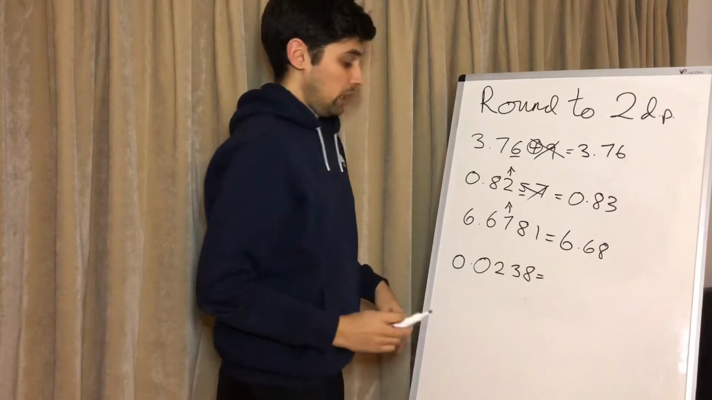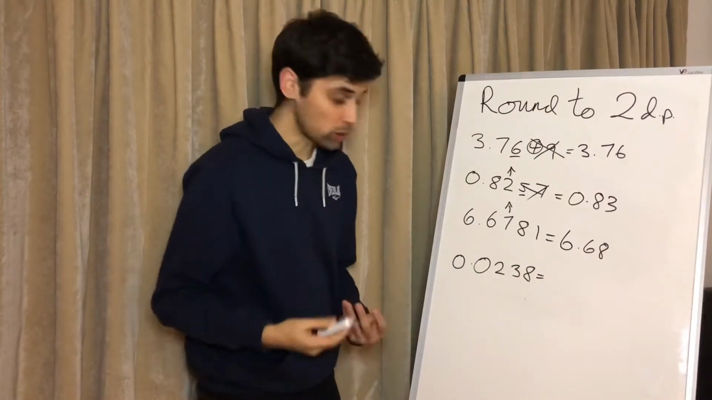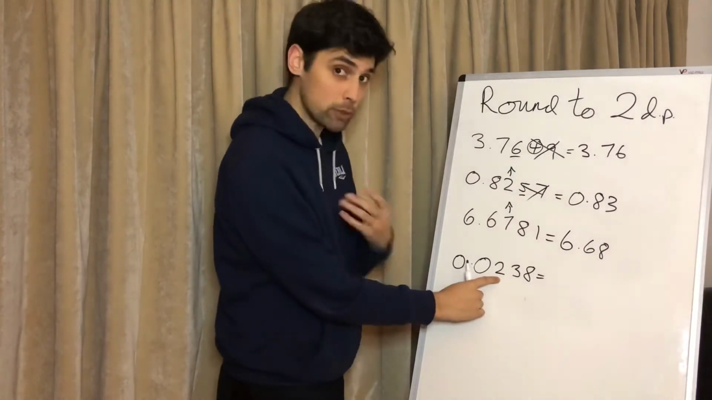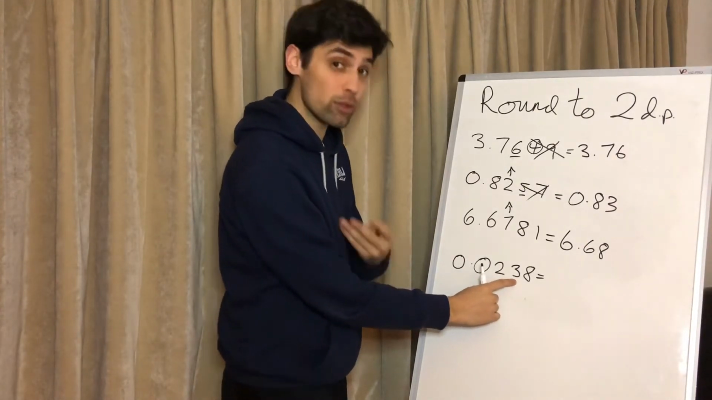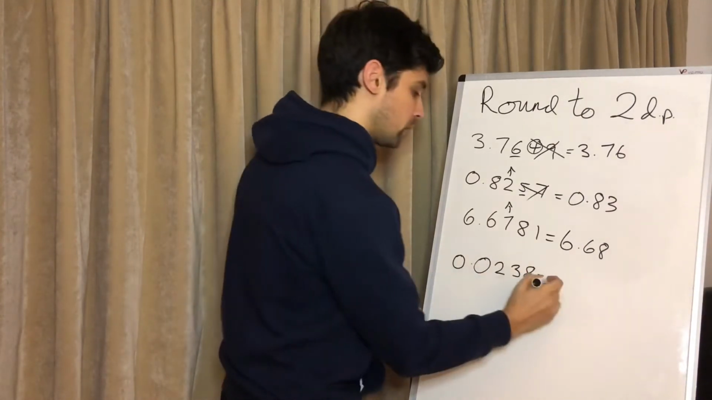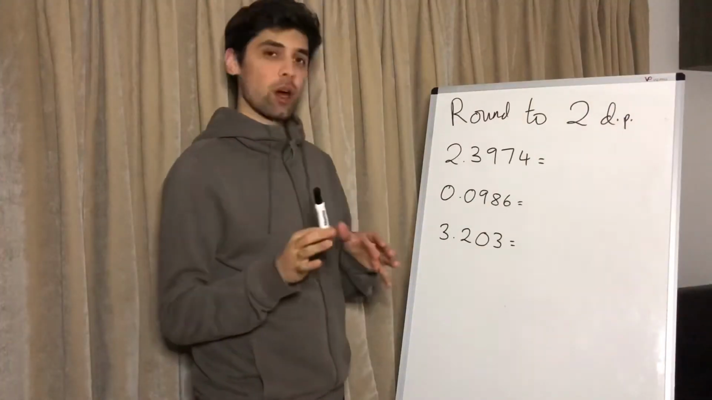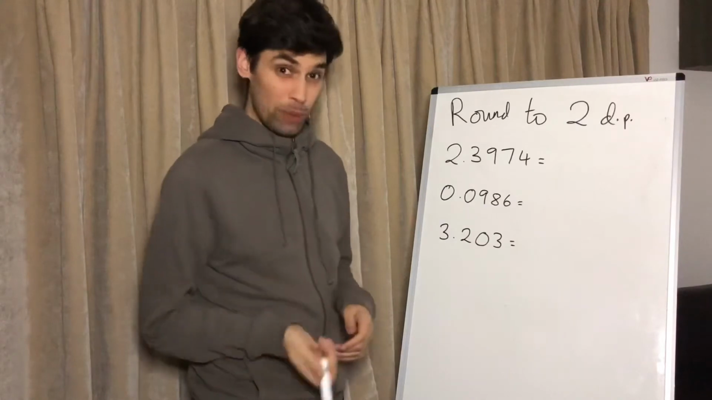6.68. Finally we come to this one, so same rules apply. Second number after the decimal point is 2. Is that going to stay the same or go up depending on the number after it? Well, the number after it is 3, so it's going to stay the same. 0.02.